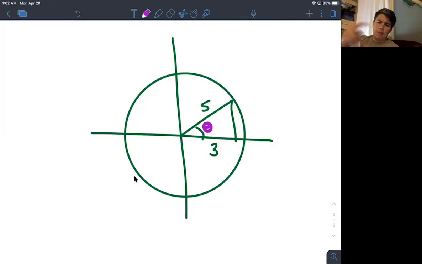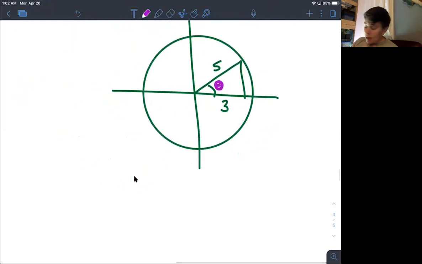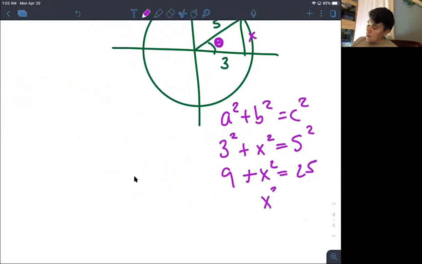You might already know this because of Pythagorean triples. That's also fine. But if you don't know your Pythagorean triples, let's just use the Pythagorean theorem. Keep it OG, as the kids say. Y'all don't say that anymore? I don't know. I'm a few years behind. It's fine. Okay, so I'm going to make that 3 squared, and let's just call this x. So 3 squared plus x squared equals 5 squared. That is 9 plus x squared equals 25, which means x squared equals 16, which means x equals 4.